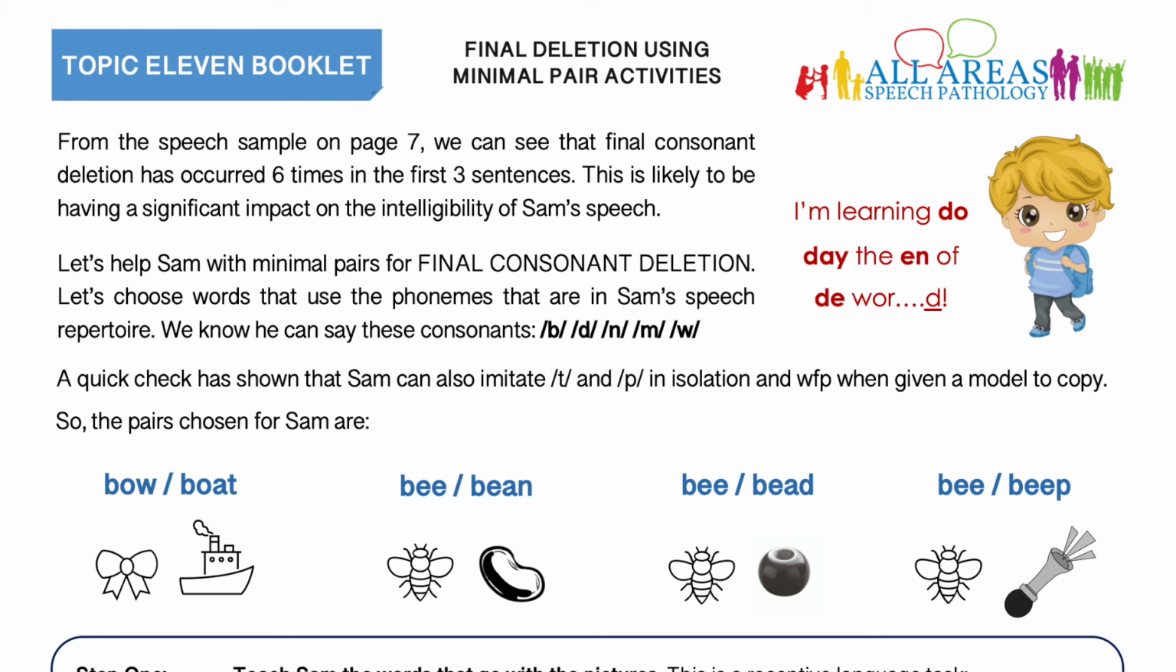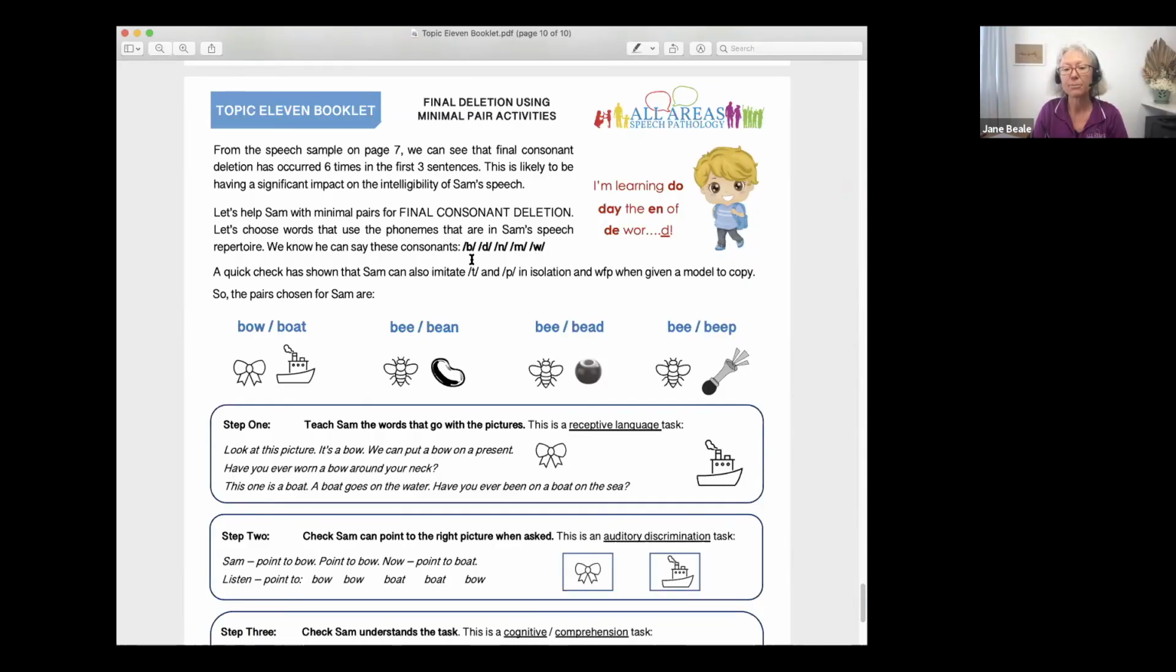Now, we want to use consonants that Sam can say at first, just to make it a little bit easier. So I've gone back and I've checked. He can say b, d, n, w. He doesn't have any fricatives at the moment. Later on, I might try a fricative.